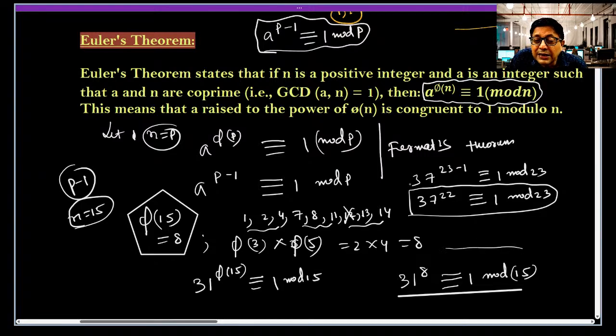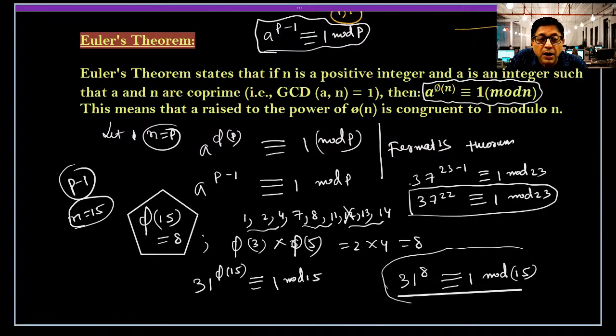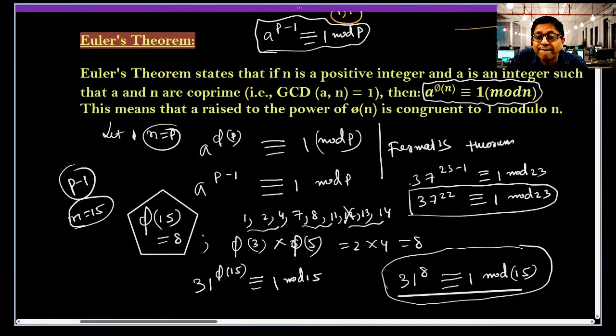You see, this 8 is an even number, while in the earlier case it was a prime number. For a prime number it is valid, which gives the statement of Fermat's theorem only. But this is true for even numbers also. That's why I told you it is the generalized Fermat's little theorem, Euler's theorem.